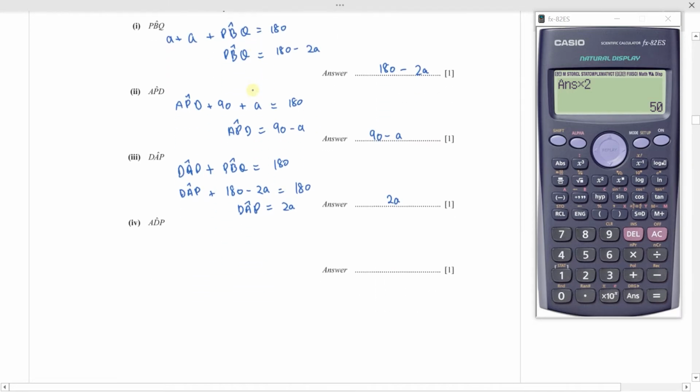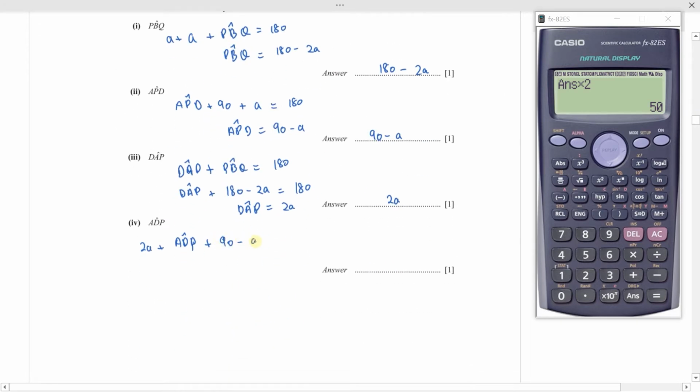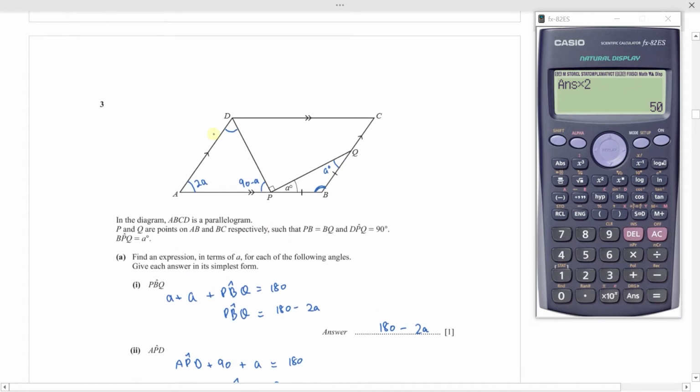So 2A plus angle ADP plus 90 minus A should equal 180 degrees. So 2A minus A will be A. So ADP plus 2A minus A, which gives A, plus 90, equals 180 degrees. And then ADP will be, I'll take this there, I'll have 90 left, and 90 minus A. So this is 90 minus A as well. So this angle here will be 90 minus A.